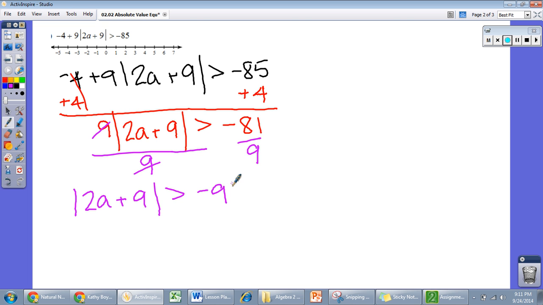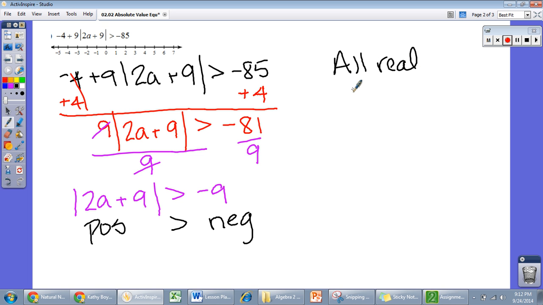So what is this saying to us? Let's take a look at that before we continue to solve. This is saying positive numbers are greater than negative, whatever the negative number may be. If we put any number in place of a, whether it be positive or negative, as soon as we take the absolute value after multiplying by 2 and adding 9, we're going to get a positive number. Positive numbers are always greater than negative numbers. So this answer would be all real numbers.